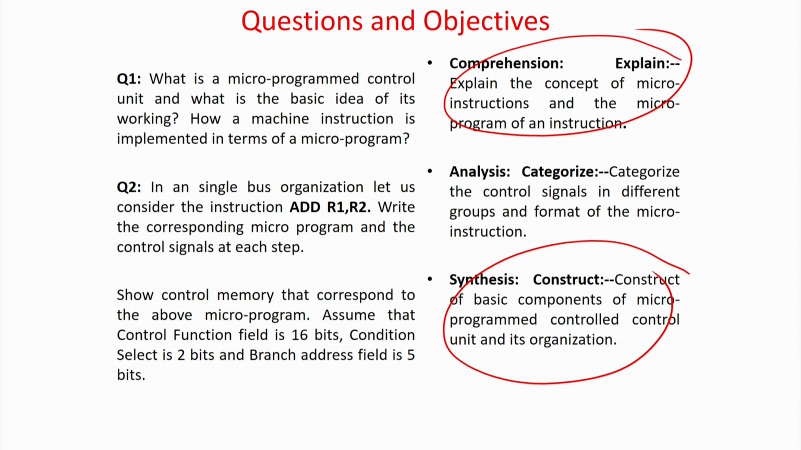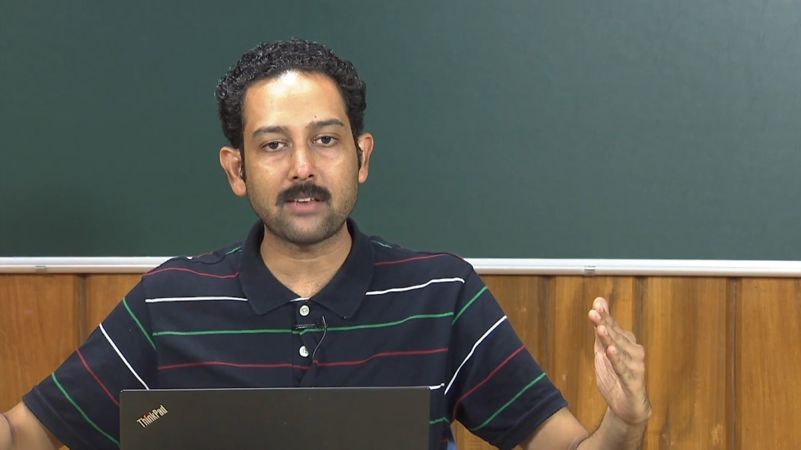The second question: I ask you to take an instruction, add R1 and R2, and take a control memory with 16 bit signals, a 2 bit condition field, and a 5 bit address field. That means the address space is now 2 to the power 32. I ask you to see how the full instruction can be executed, because mainly in this unit we have discussed the fetch part. After fetch, if it is an add, some other set of micro instructions will be addressed. If it is a load, some other set will be executed. That is, the fetch part is common, but after that it gets bifurcated depending on the type of instruction.